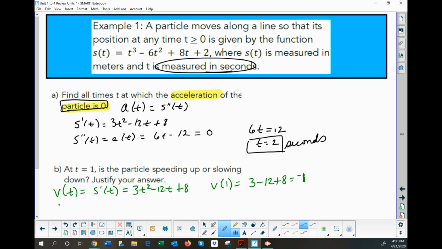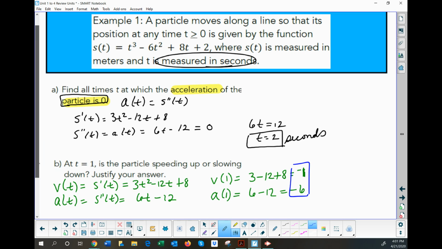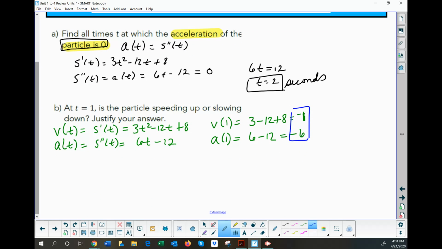All right, A of t. A of t we have as S double prime, and we have that written up above, 6t minus 12. Evaluate that at 1, and I would have 6 minus 12 giving me negative 6. And looking at these signs, do a comparison. I notice that they have the same signs. So my particle is going to be speeding up.